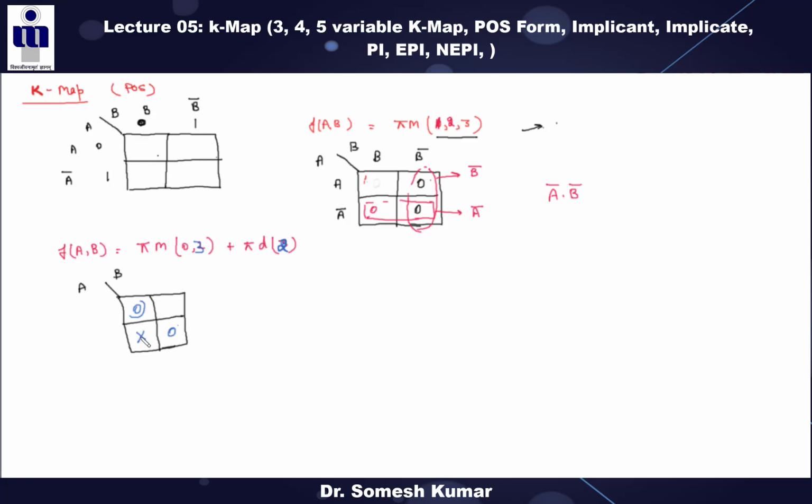And if you have taken x equal to 0, then two pairs are possible. One is this, one is this, right? So in this case, we have to consider the don't care condition. Otherwise, it will not give the minimized solution, right? Okay. So this is all about the two variable K map for the POS form, right? Now for three variables, we are taking one particular example.